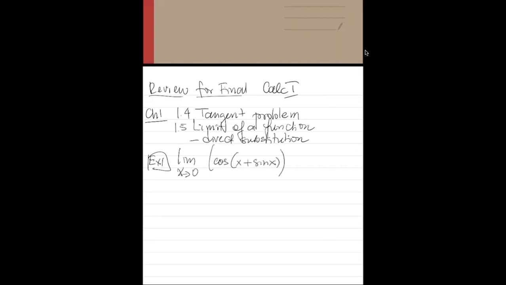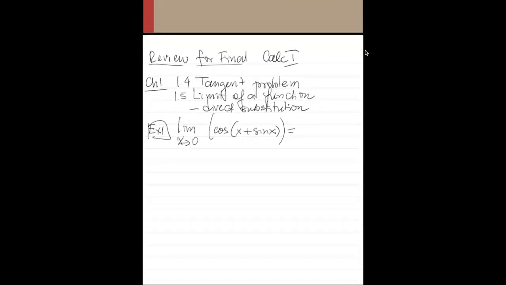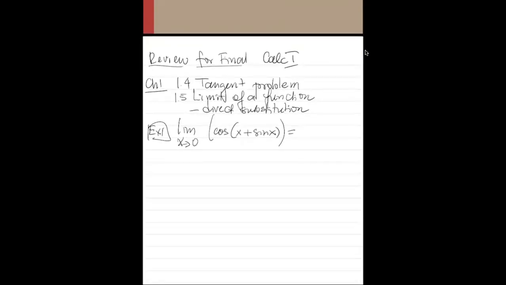You always try direct substitution first, which means substitute x with 0. And if this is possible to calculate, then that's the limit. If it's not possible, for example, you have to divide by 0, which is not defined, you have to do some algebraic techniques, which we're going to see later. So right now we can substitute, and we have cosine of 0 plus sine of 0. Sine of 0 is 0, and cosine of 0 is 1.